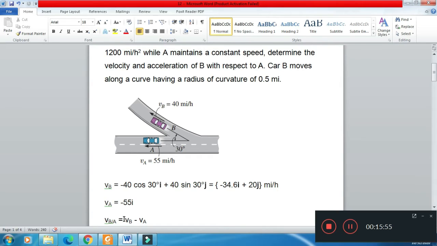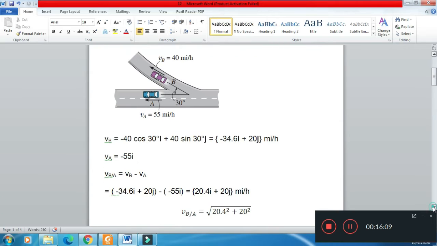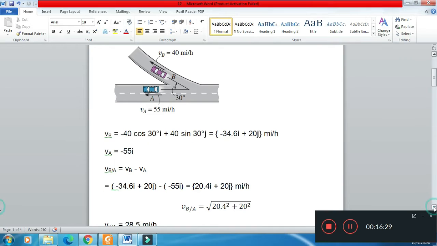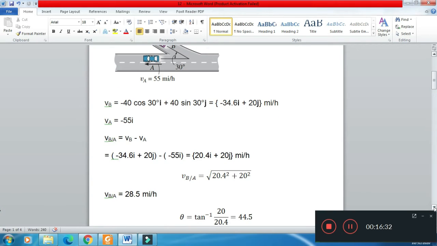Velocity of A is towards left, so it is minus 55i. To determine the relative velocity of B with respect to A, we have VB minus VA. So we subtract the two velocities. VB minus VA is equal to 20.4 i plus 20j. If you want to find the magnitude, we take the squares and then the square root. So the velocity magnitude is 28.5 miles per hour.